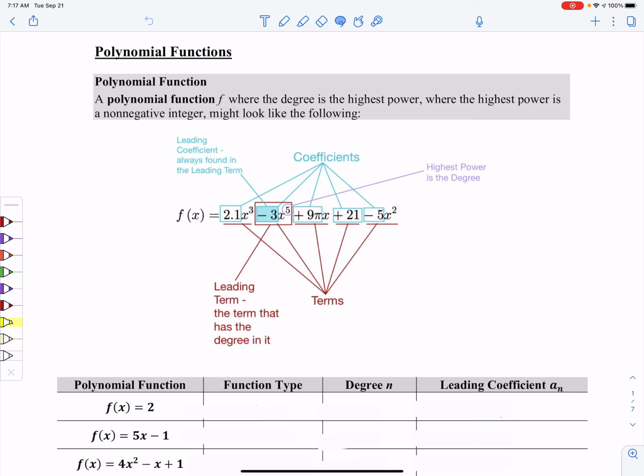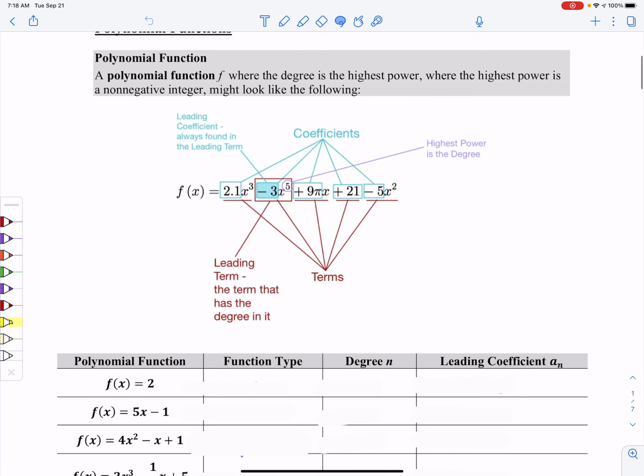I want you to pay attention to what the leading coefficient is. I want you to pay attention to what the highest power is, called the degree. Also, what is the leading term? I've been using the word terms on you all semester, so you should be fairly familiar with this. So pause the video and just get yourself familiar with each of these pieces.